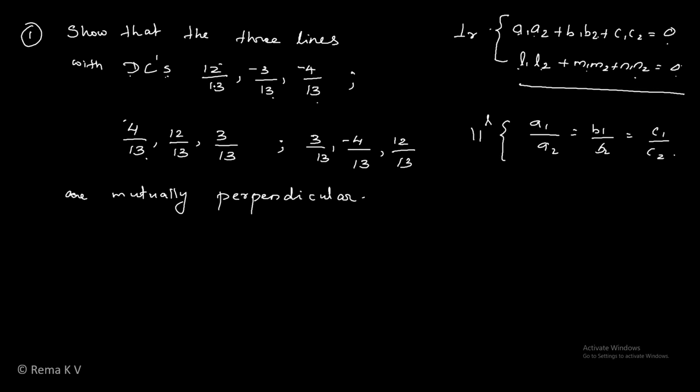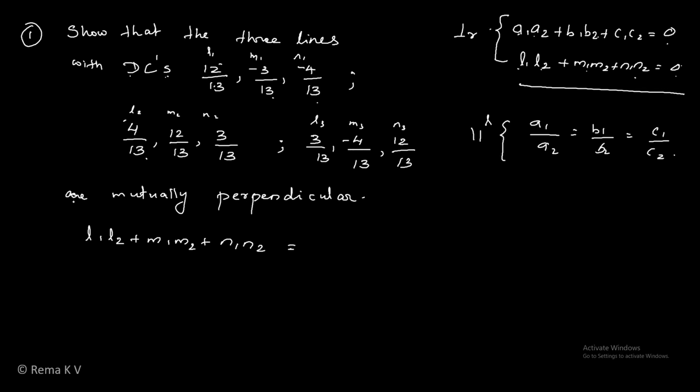Consider the first set as L1. Take this as L1 M1 N1, this as L2 M2 N2, this as L3 M3 N3. So first you can find L1 L2 plus M1 M2 plus N1 N2. Find out the value of this.